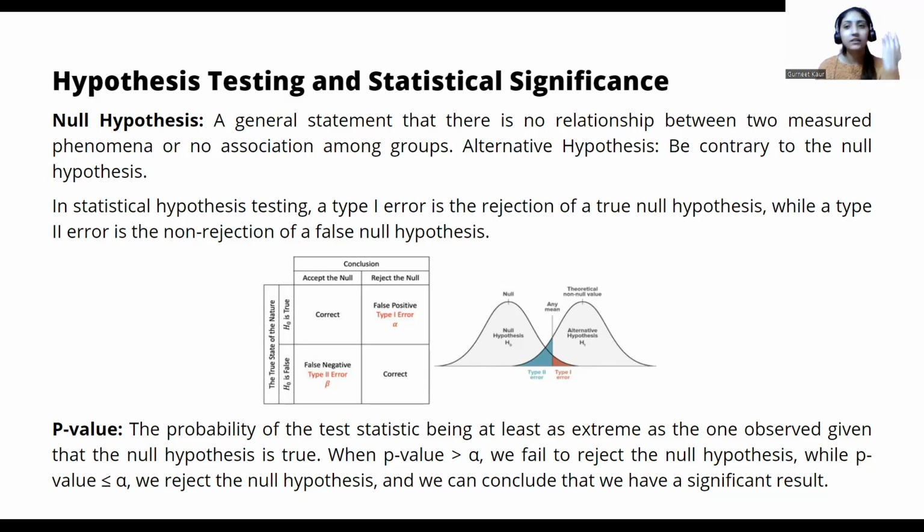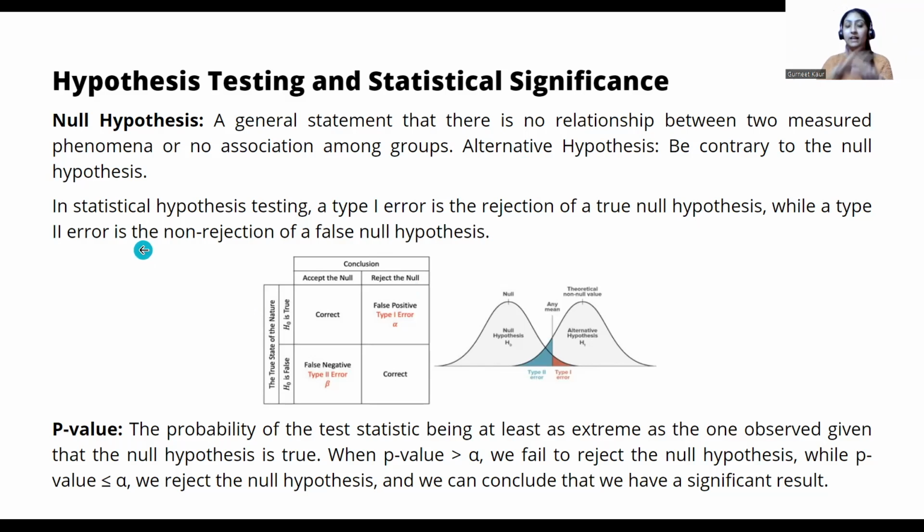The null hypothesis says that there is no association among the groups, while the alternative hypothesis, on the contrary, says that there is a specific relationship among the groups, right?